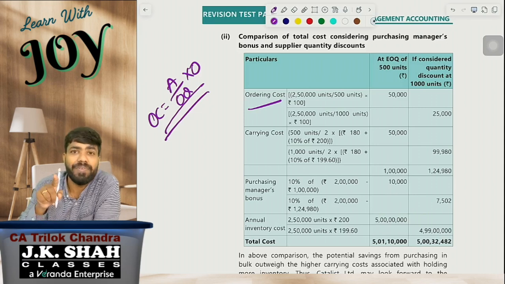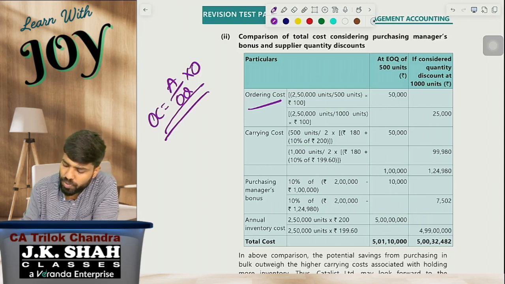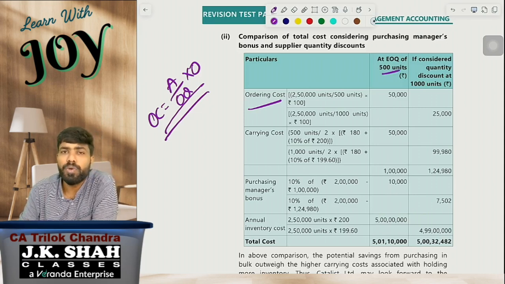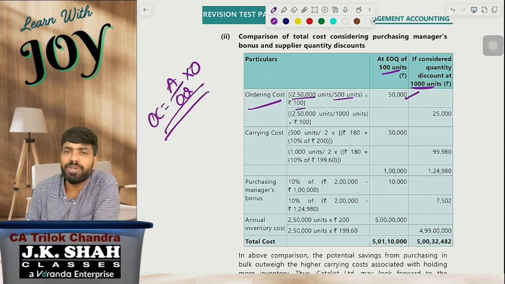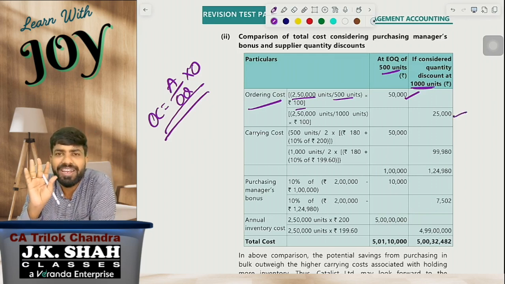What is A? 2,50,000. In the first case, what is OQ? 500 units. 2,50,000 divided by 500 units into ordering cost per order of 100. That is 50,000. Next, 2,50,000 divided by ordering quantity of 1000 units into 100 is 25,000. So this is about ordering cost.